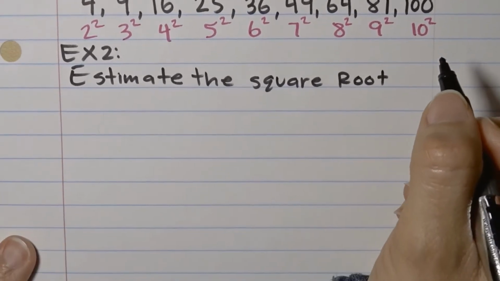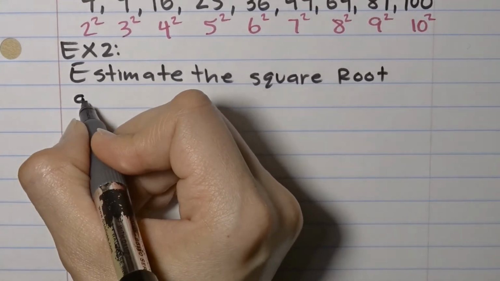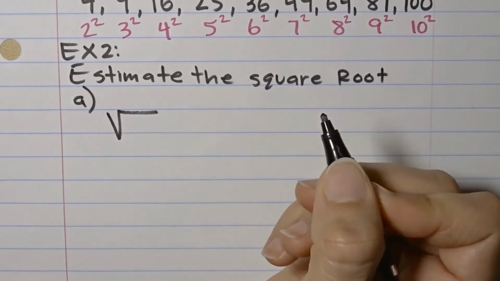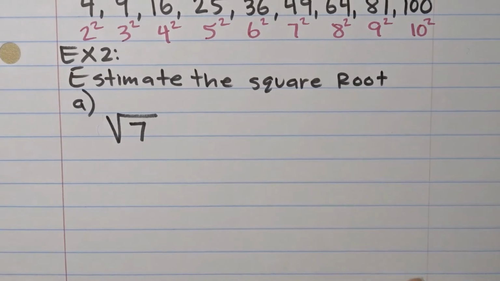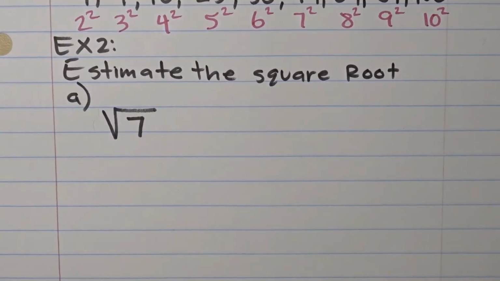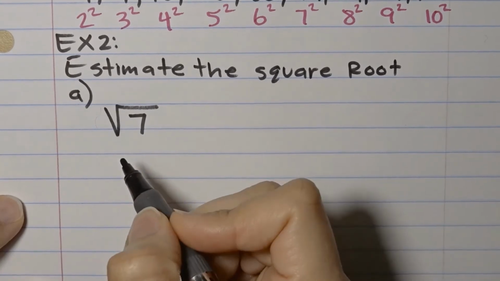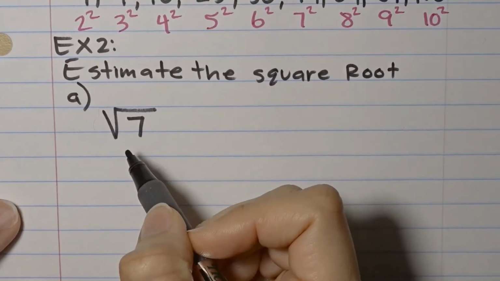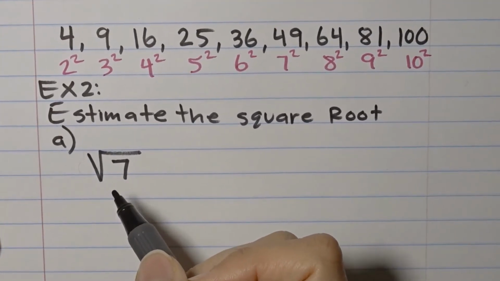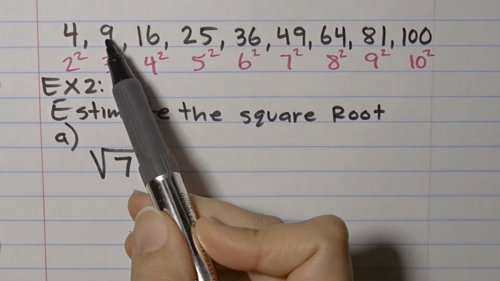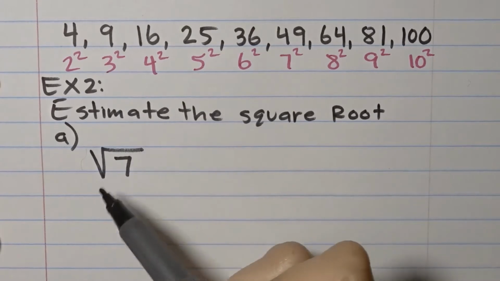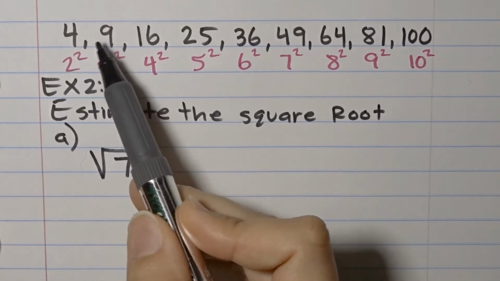Okay, so for example A, I want to find the square root of, let's say, 7. To estimate the square root of 7, we want to think about where it lies as far as our perfect squares that we do know. We do know that the square root of 4 is 2, and the square root of 9 is 3. But the square root of 7 would lie somewhere between those two.